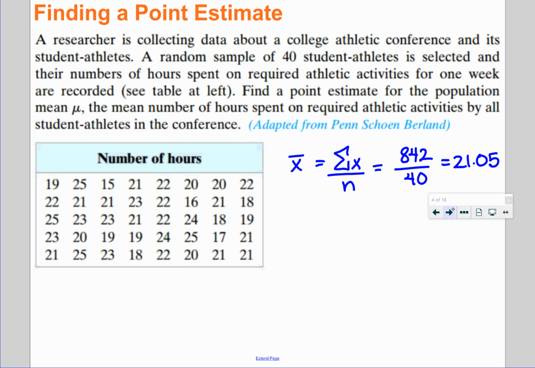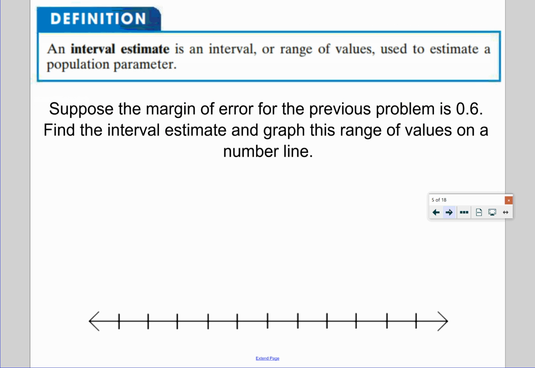Okay, so next thing we need to talk about is an estimate is just that. It's an estimate. It's from the sample. So what we get is an interval that helps us figure out how far off we are. What's the sampling error? What's the margin of error? An interval estimate is a range of values used to estimate that population parameter.